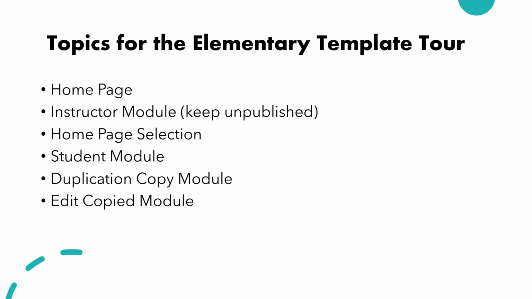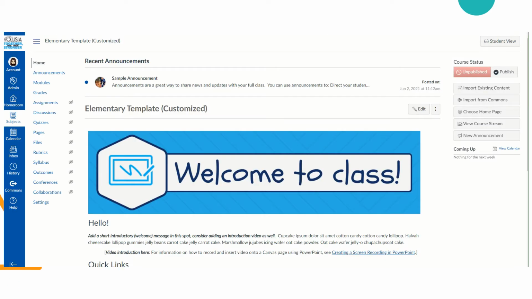So before we get into the video of these topics, I just want to give you an overview of what this tour is going to include. We're going to talk about the home page. We're going to talk about the instructor module that you're going to keep unpublished. We're going to talk to you today about how to select your home page, what is included in the student module, how you're going to duplicate a module, and once you duplicate it, how you're going to edit the module. All right, so let's get started.